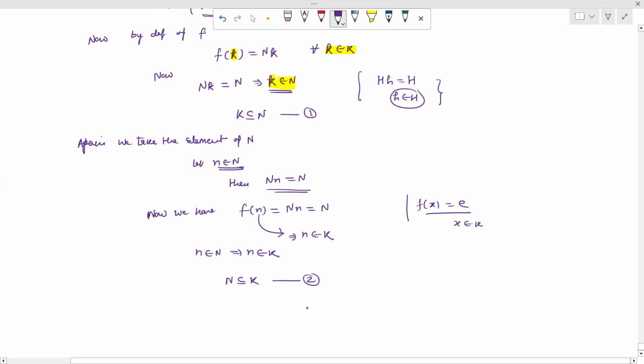So from 1 and 2, we can write down: first, K is a subset of N, and second, N is a subset of K. So all the elements of K are elements of N, and all the elements of N are elements of K. So it means that K is equal to N. So kernel K is equal to N. So we have proved this.